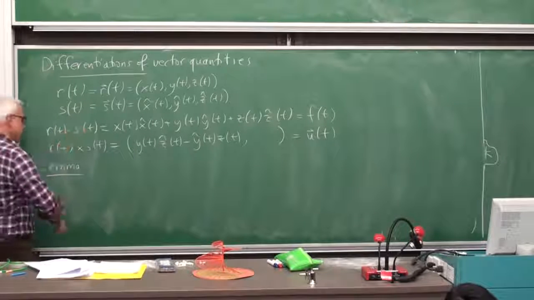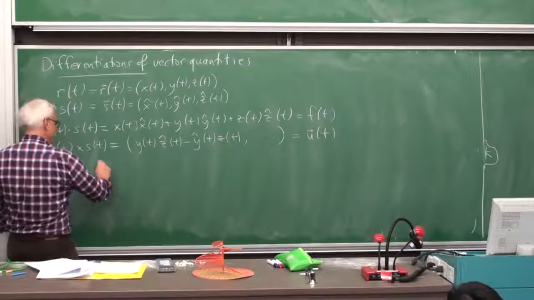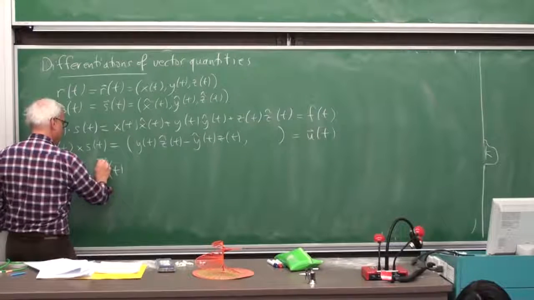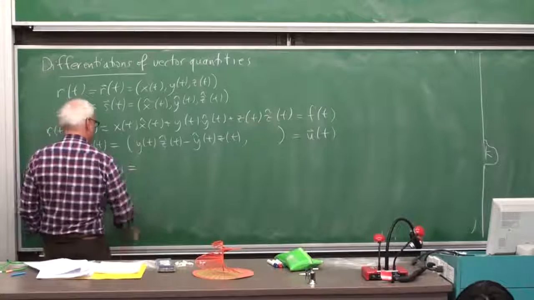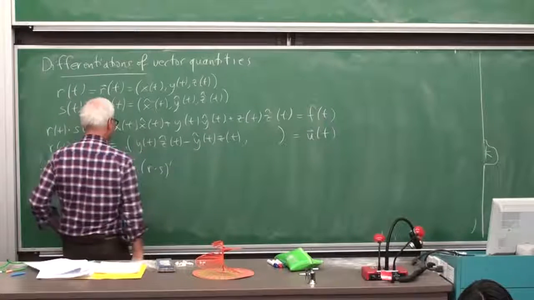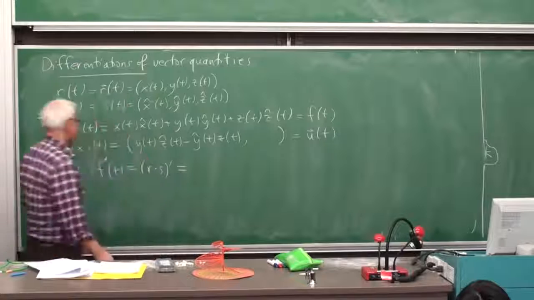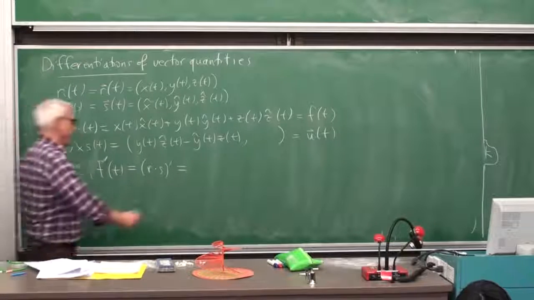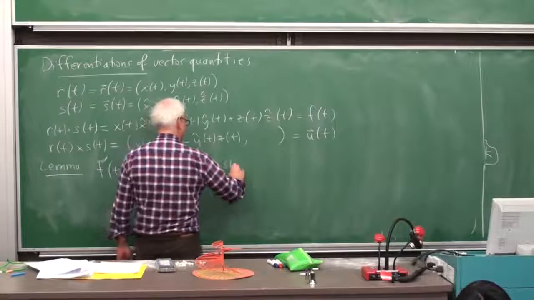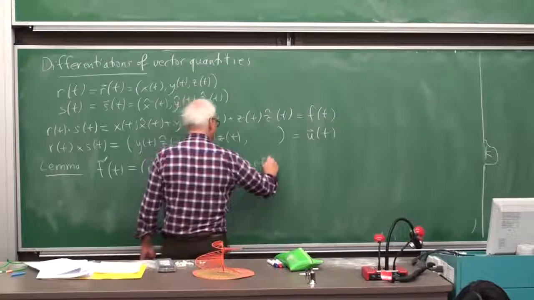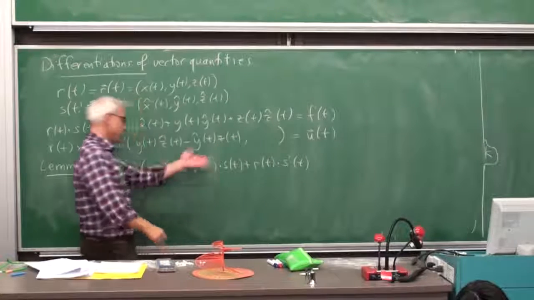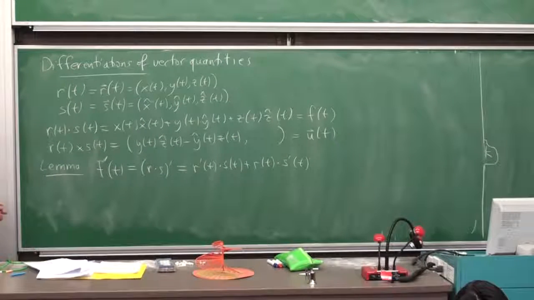All right, so we have some useful lemma. In this context here, if I want to take f prime of t, okay, so that's r dot s prime, really. Then the formula is that it's r prime of t dot s of t plus r of t dot s prime of t, where the primes are always derivatives with respect to t.